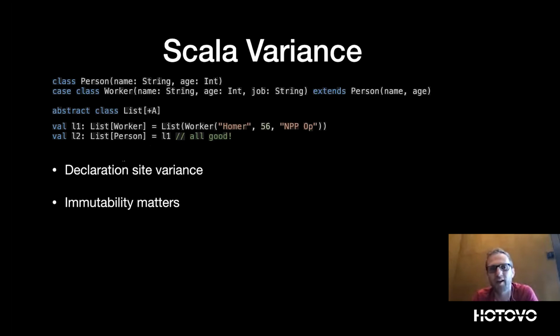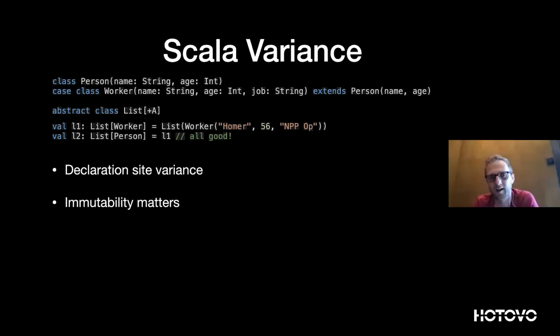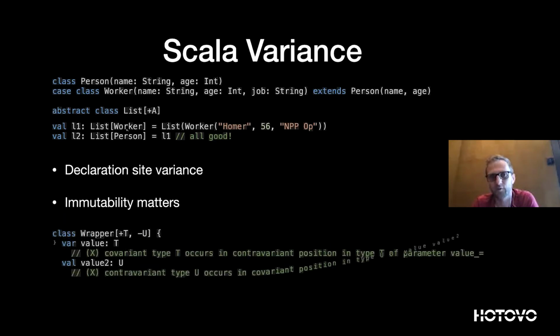So we can't add to it. If we could, like in Java, I could add a person, not a worker, a person, to a list of persons. But L1 and L2 refer to the same list object. So if I added a person here, L1 would contain a person.